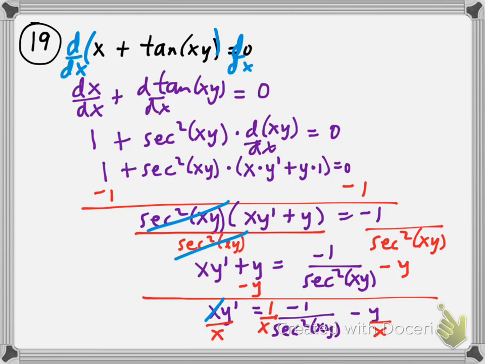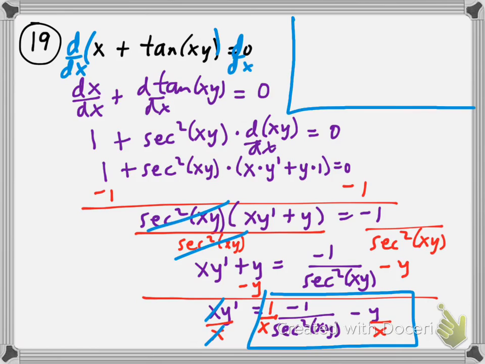And that way I can squeeze it all in here, and I'll put it up in the right-hand corner. Okay, so the final answer is y prime equals -1 over x times the secant squared of xy minus y over x. I thought we did that one in class. Maybe we did. Nevertheless, there it is. That's number 19.